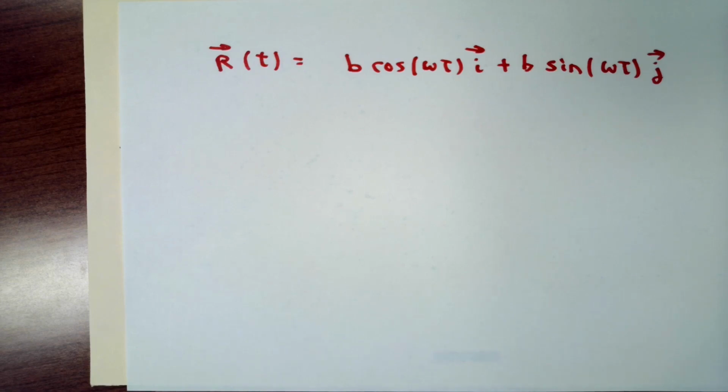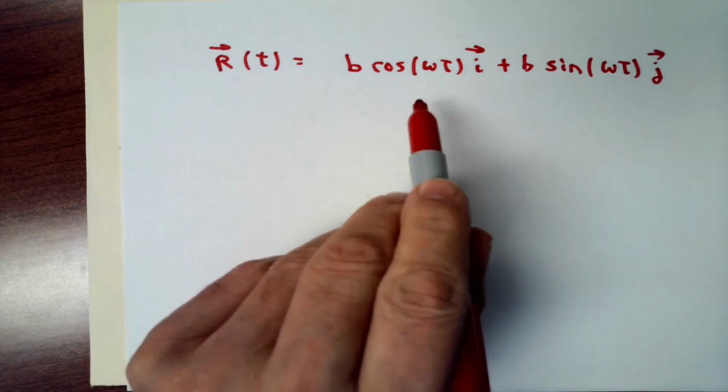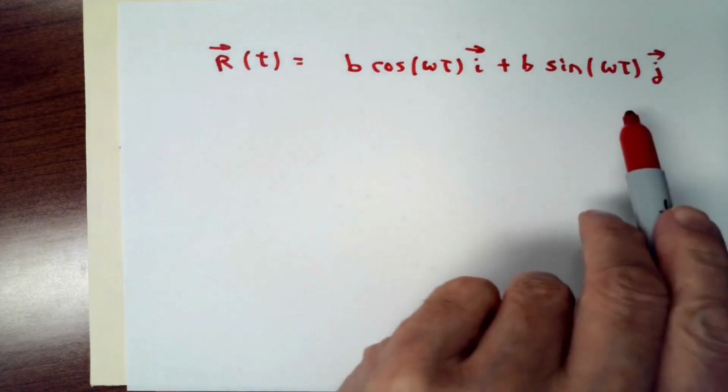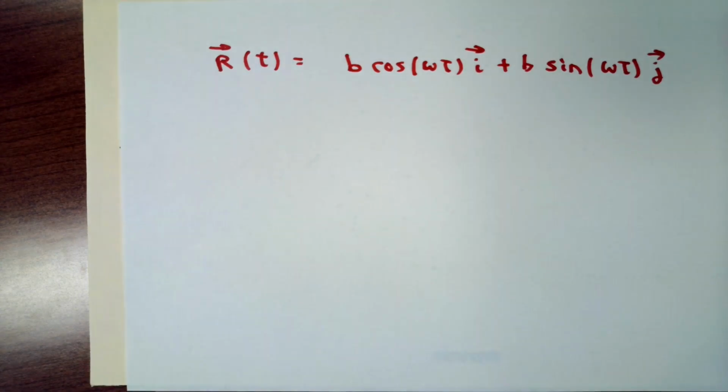Letting b and omega be positive constants, this vector-valued function has a graph that's a circle of radius b centered at the origin. The omega is going to be related to how long it takes to go completely around the circle. The period of cosine omega t and sine omega t are both 2 pi divided by omega. The omega is called the angular frequency of the motion.